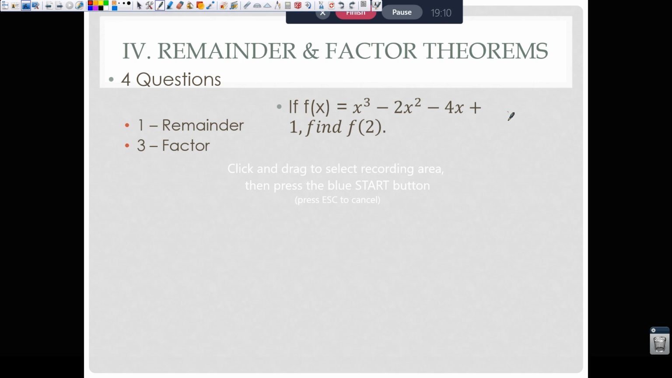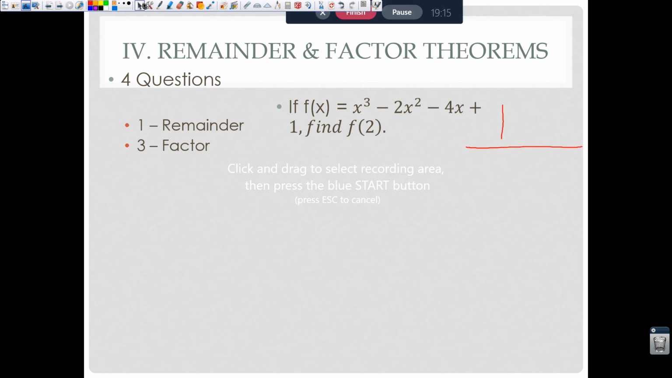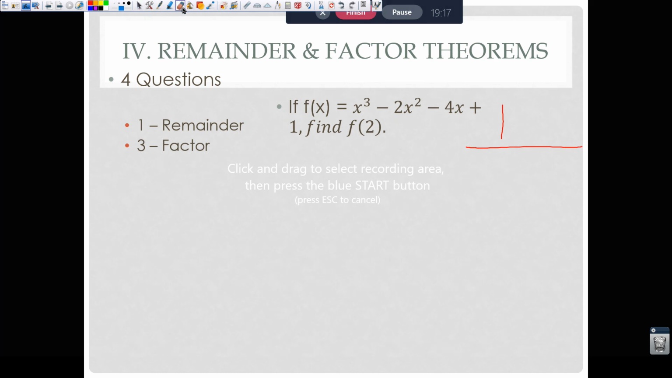So inside my synthetic division box, I'm going to put each one of my coefficients. So I'm going to have 1, negative 2, negative 4, and 1. Remember that you need to make sure that every single degree is being represented. Then I'm going to put 2 on the outside. So this is already set up for you. So this is the same as x minus 2, which is just 2.